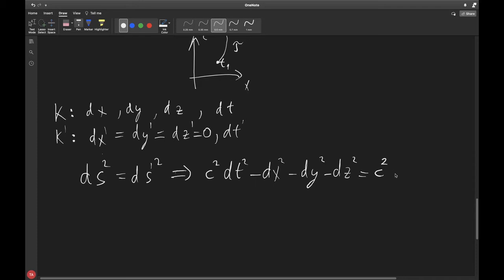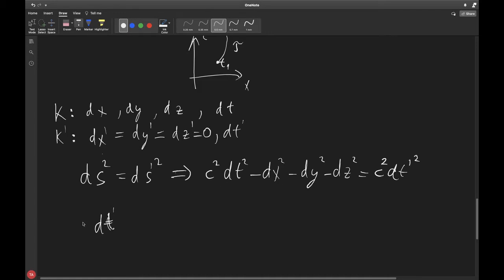I am going to put the square. And then we have dt prime squared. And then we have dx divided z primes squared. But all of these are zero, so the square of that is going to be zero too. We want to express dt prime. And so I can do that by essentially dividing with c squared and taking a square root.